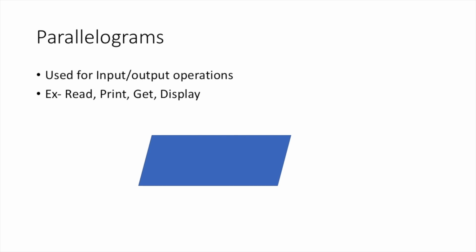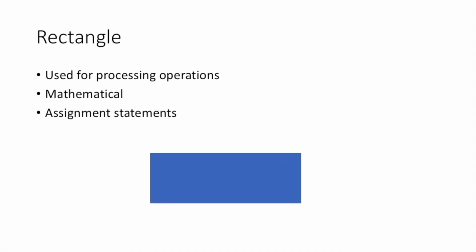Okay, the next one is the rectangle, and there is a difference between this rectangle and the parallelogram, because the rectangle takes only the mathematical operations that have plus, minus, and the assignment statements that have equal signs. Any processing operation will be inserted into a rectangle.